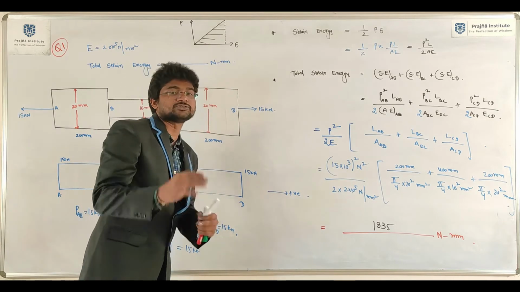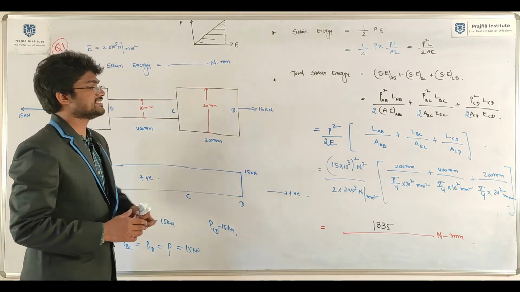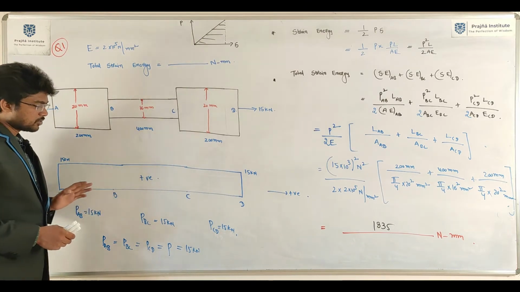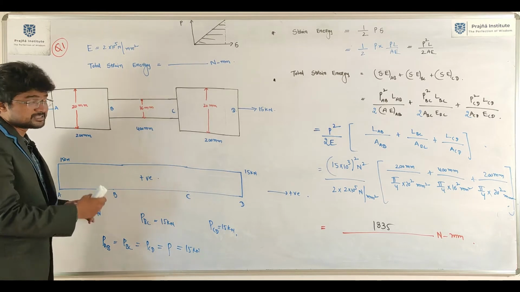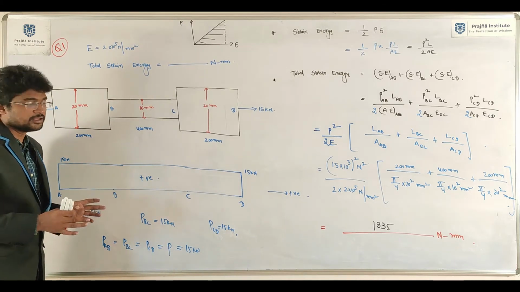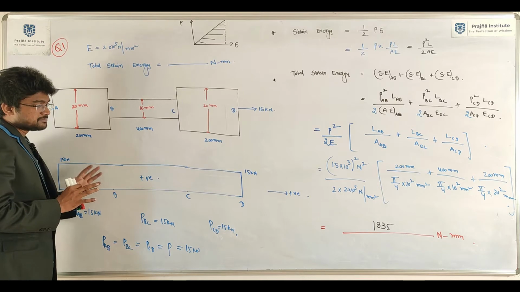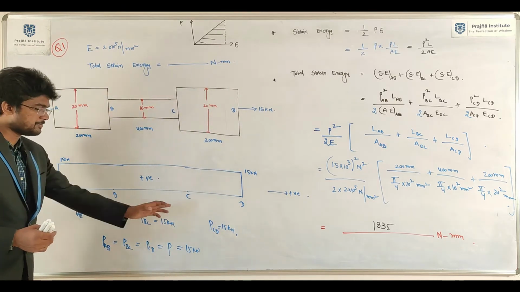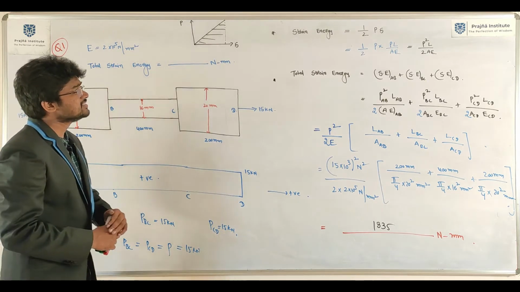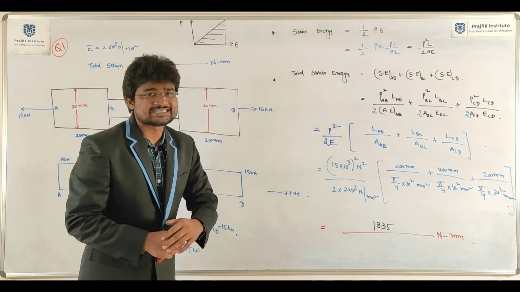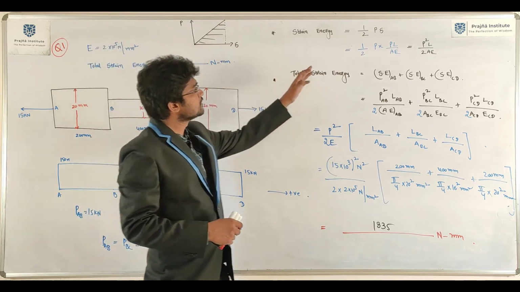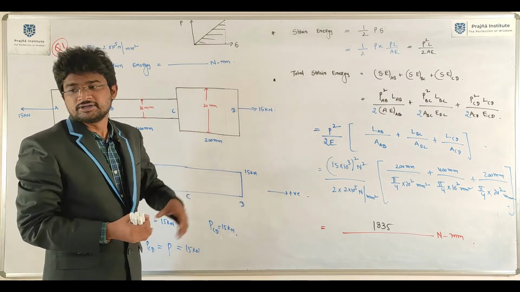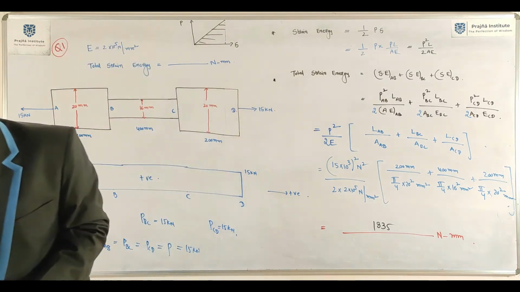This is the procedure to determine the total strain energy in the given bar. First you drew the axial loading diagram, then you observed that it is uniform axial loading throughout the bar. It is subjected to 15 kilonewton axial load. That means PAB, PBC, PCD equal to 15 kilonewton. So we know that strain energy is nothing but half into P into delta. So you need to calculate the area of the shaded portion. How much are you getting?